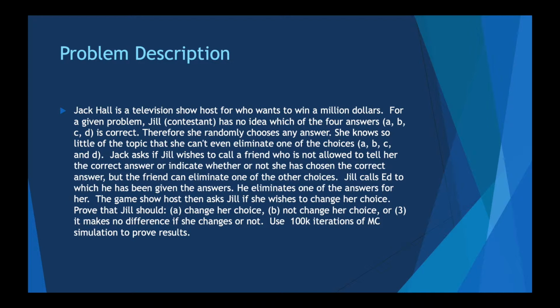And then to prove what Jill should do, there's option A, change her choice, option B, not change her choice, or option C, it makes no difference if she changes or not. And basically, we want to run this 100,000 times as a Monte Carlo simulation to prove results.